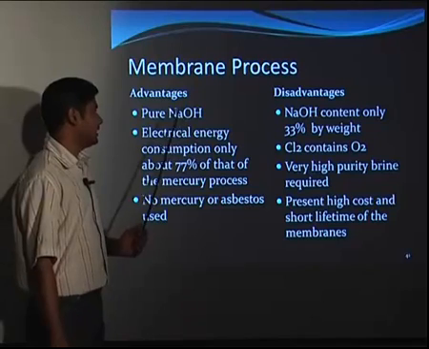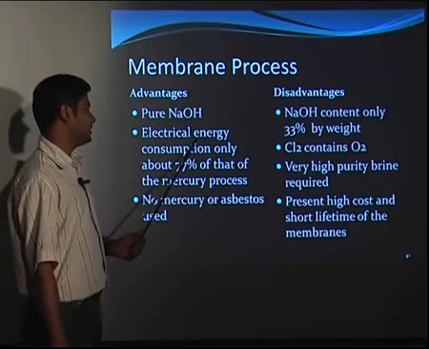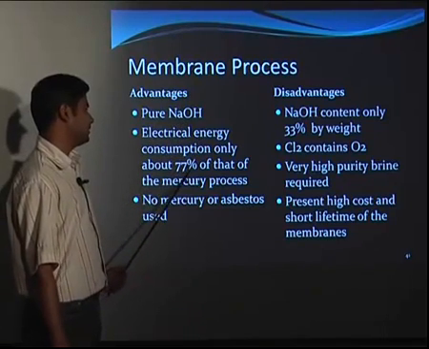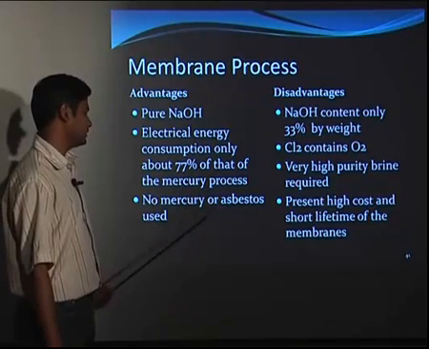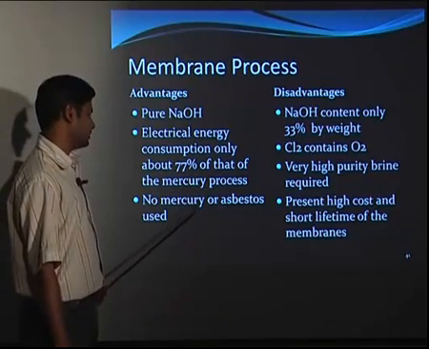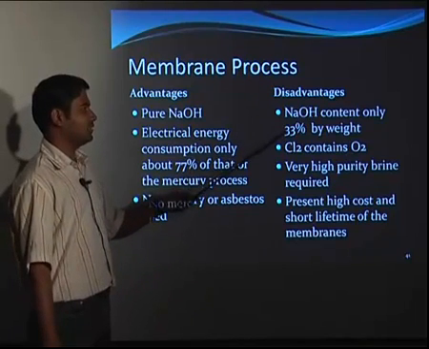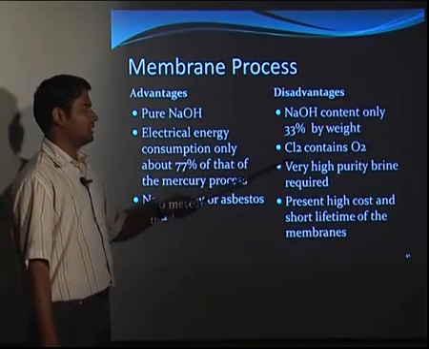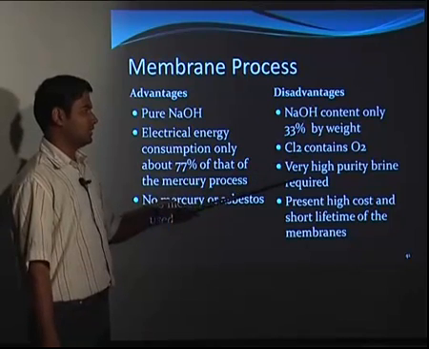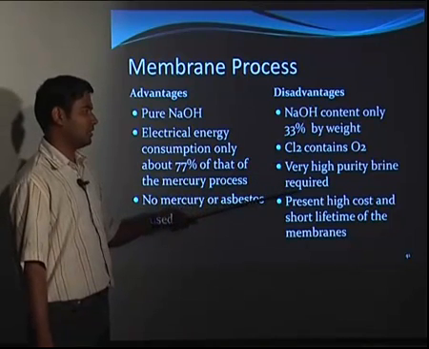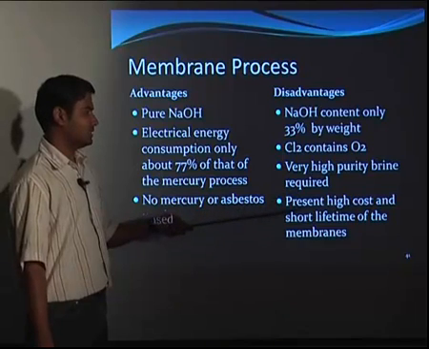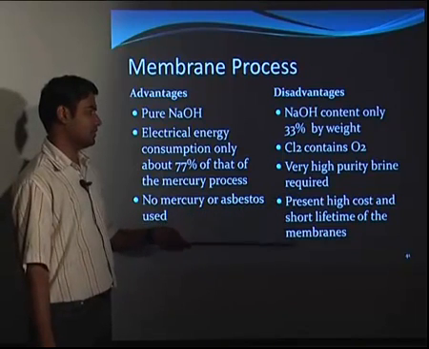So here we get the pure NaOH, and power consumption is also very low. It's about 77% of that of the mercury process. No mercury or asbestos is used, so it is environmentally very safe. At the same time, the NaOH content is only 33% by weight. Then Cl2 contains O2. Very high purity brine is required in order to run it. Then there is the present high cost and short lifetime of the membranes.